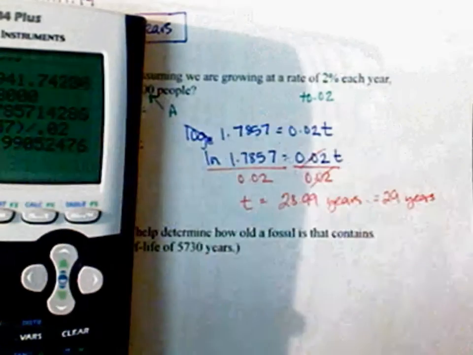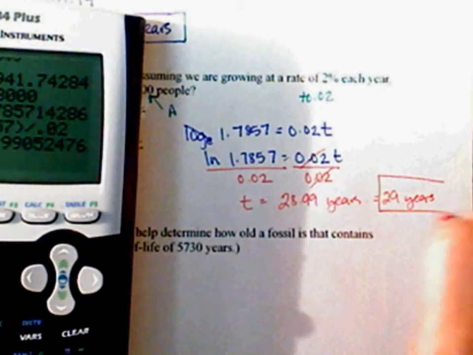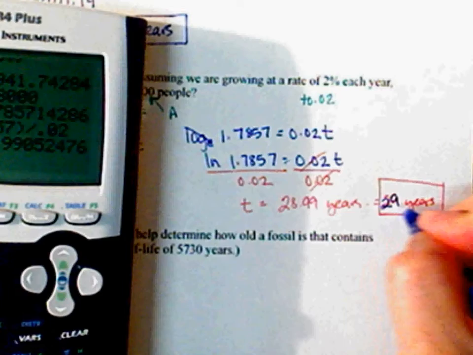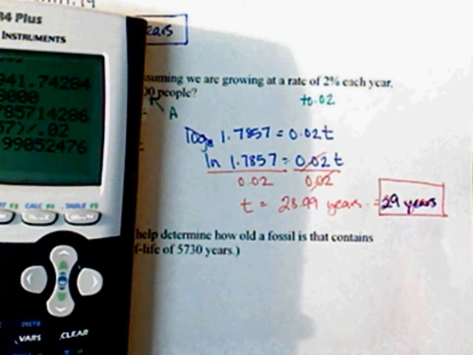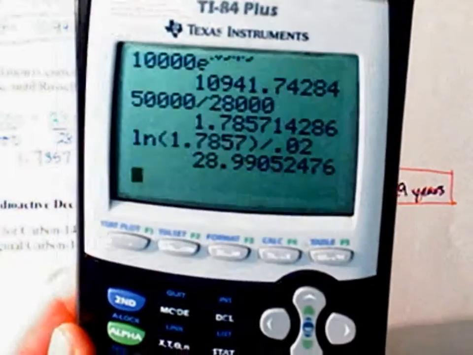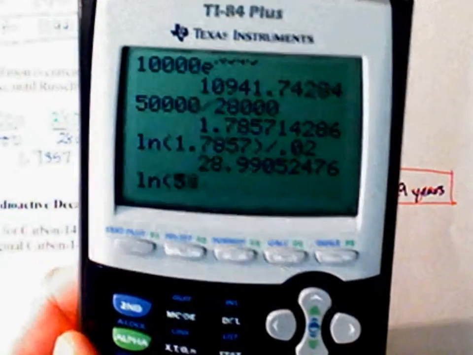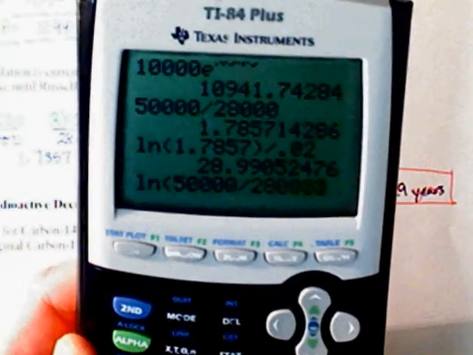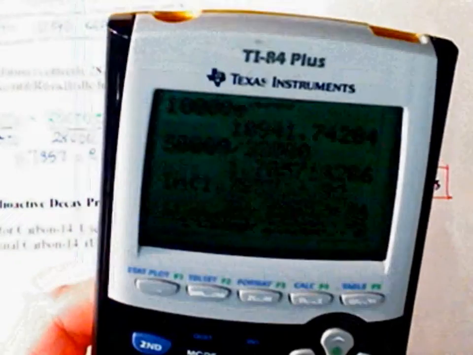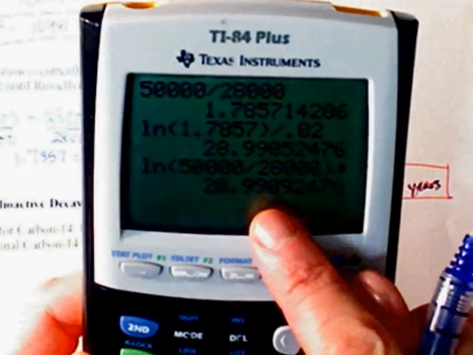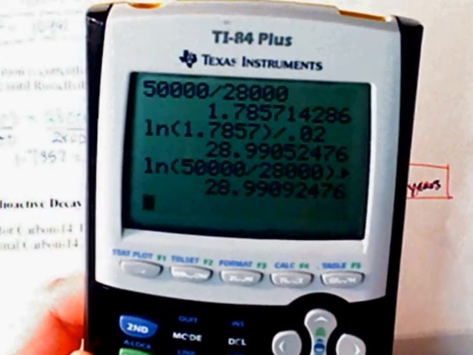Okay, don't forget your unit, very important. So this is 29 years. There you go. All right. Now, if you really wanted to be accurate, what you could have done is you could have taken natural log and you could have said 50,000 divided by 28,000. There you go. Divided by 0.02. See how the numbers are very close to each other. Not too far apart. So I rounded and the other ones I did not.